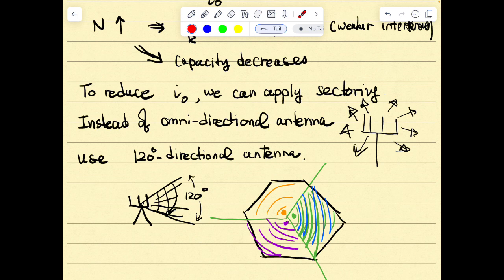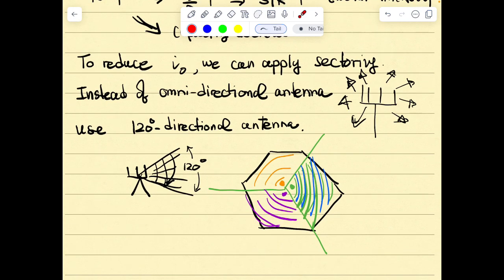So that means if we want to cover all the 360-degree directions, we need 3 sets of this sector antenna. So in a cell, the base station will install 3 sets of directional antenna. The green one will cover only the users in these directions. The orange one will cover the users only in these directions, and the purple one will cover the users only in these directions. And you see that the direction of the signal will be curbed by this directional antenna.